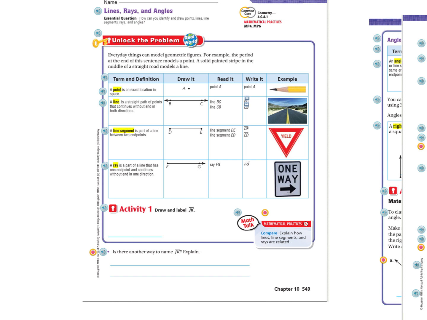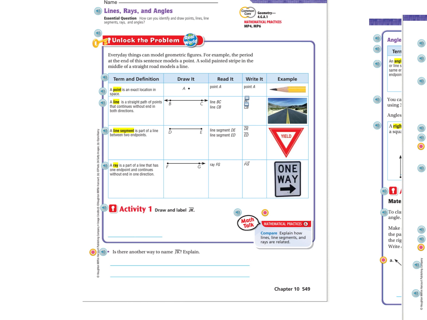You can see an example, it would be a road. See how it looks like it just goes forever? That's a line. All right, a line segment. Oh, here's where it's different. A line segment is, let's read it, part of a line between two endpoints. I'm not hearing some of you guys reading out loud. Remember, we see, hear, and do. Okay, so a line segment is where it stops.